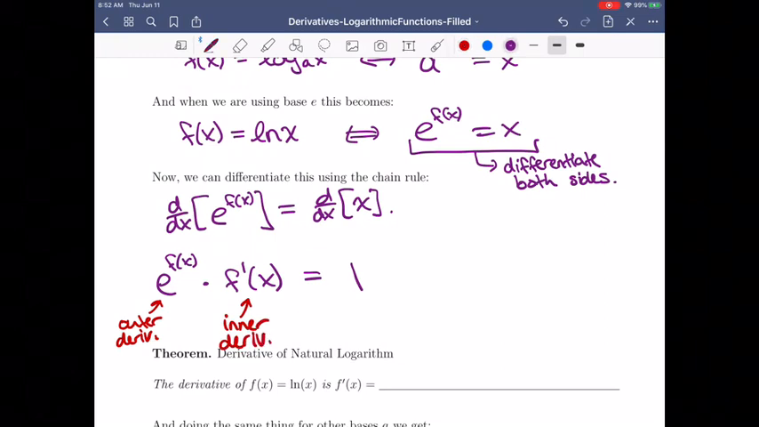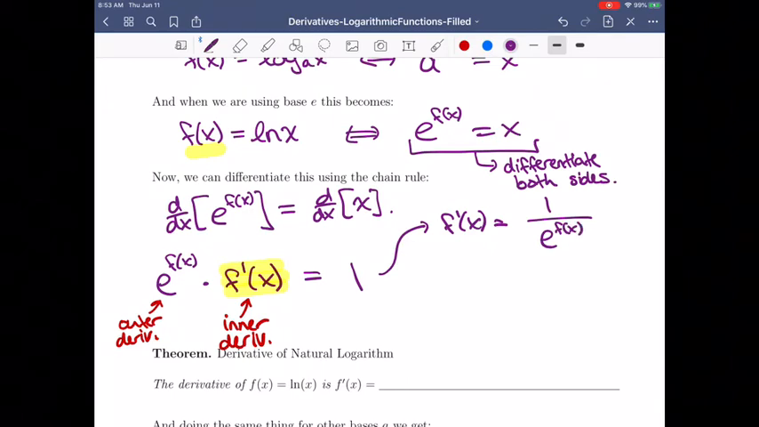Now what we want is actually the derivative of f, because we're trying to find the derivative for ln x. So what we can do is rearrange this equation. f prime of x should be equal to 1 over e to the f of x.